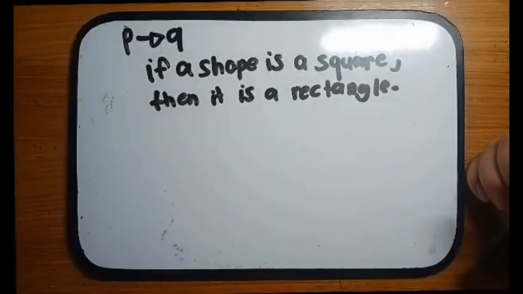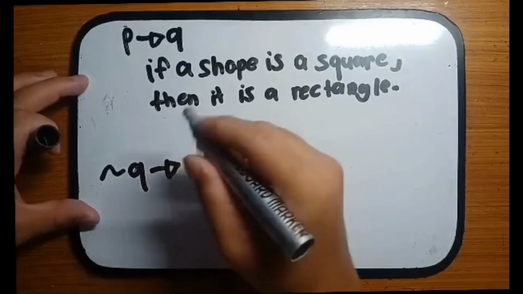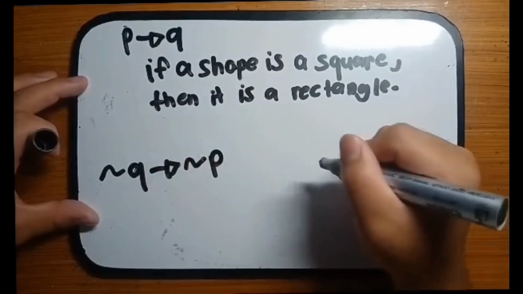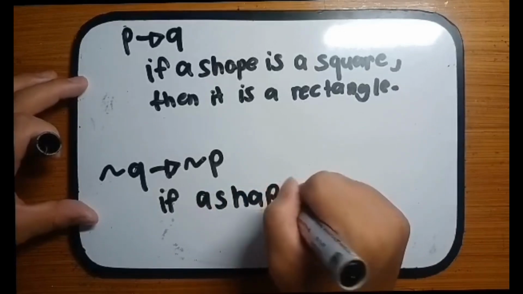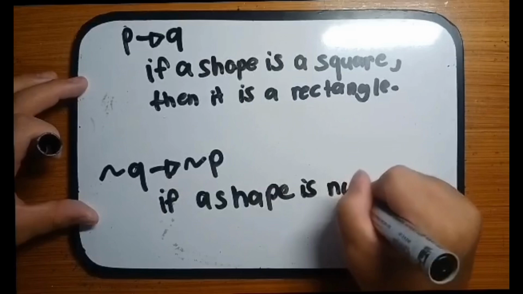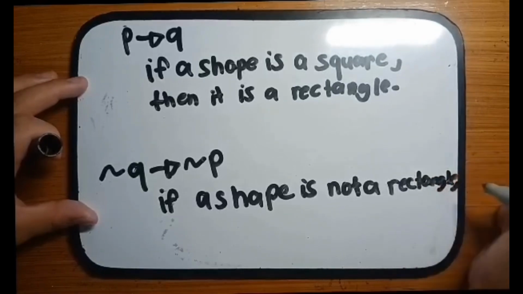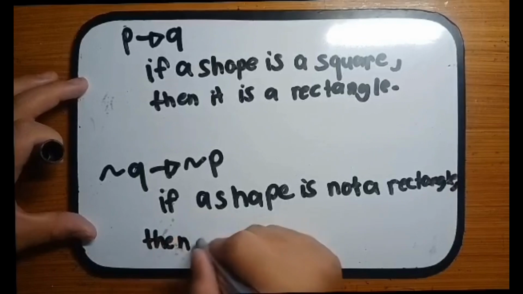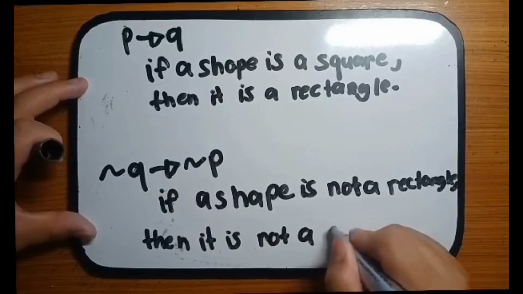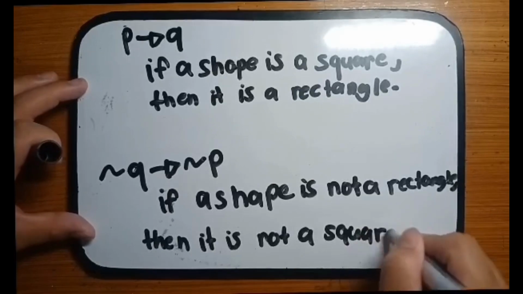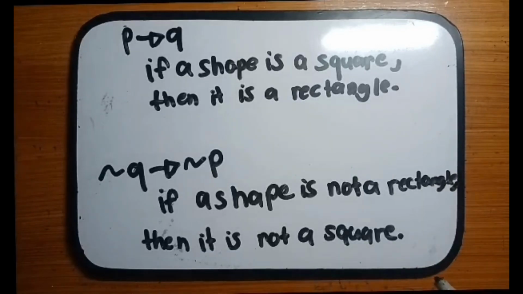Let's turn this into a contrapositive statement. If not Q, then not P. If a shape is not a rectangle, then it is not a square.